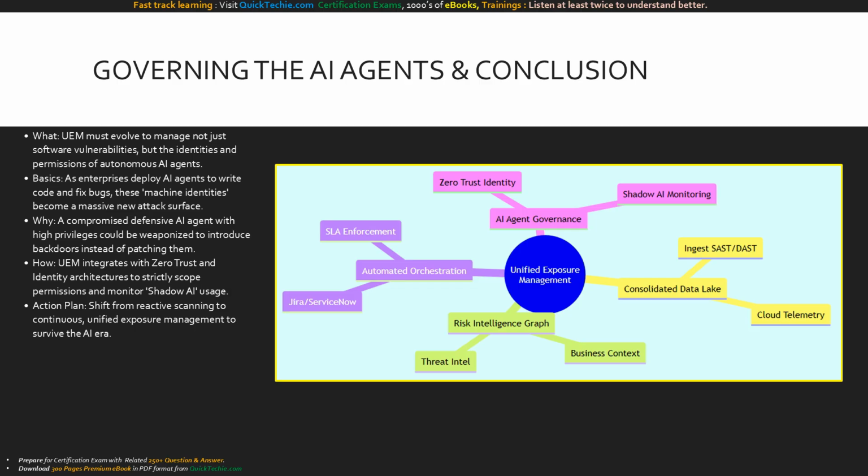How do we prevent this? By integrating our platforms deeply with zero-trust identity architectures, strictly scoping agent permissions, and constantly monitoring for unauthorized shadow AI servers. The era of manual, reactive security is over. You must embrace continuous, unified exposure management.